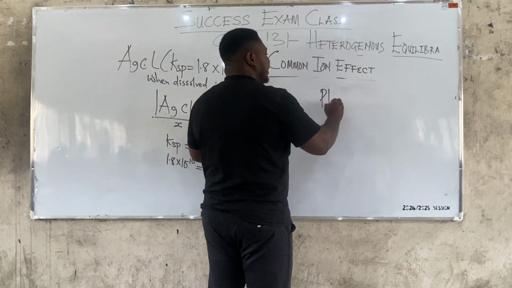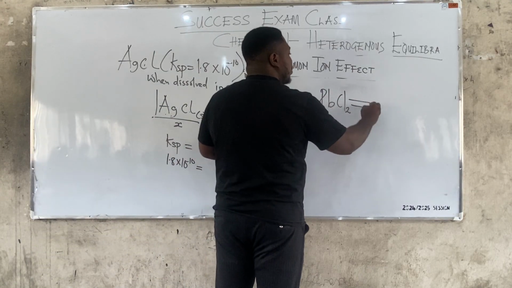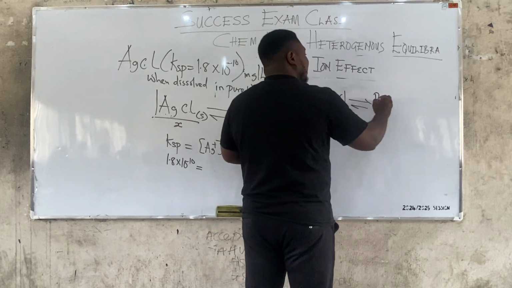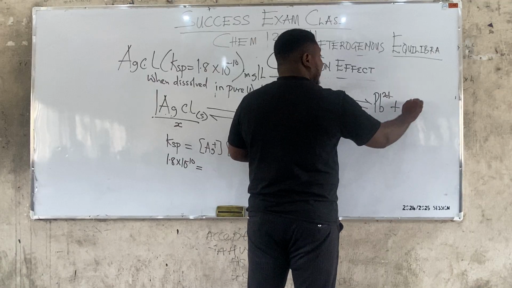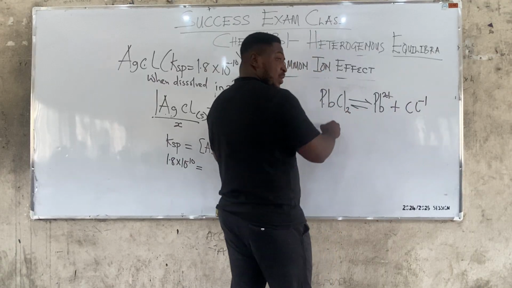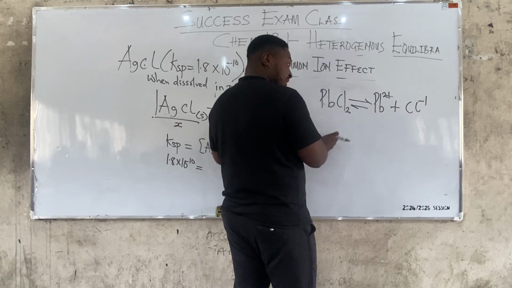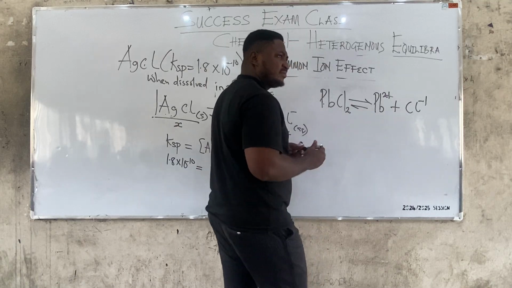If this were to be PbCl2, when it breaks down, please follow carefully. Remember what I taught you with Pb? Pb will break this 2, right? Yeah. Pb 2 plus and Cl minus 1. Because Pb is having 1. First part of every salt is positive, second part is negative. Now, follow me.